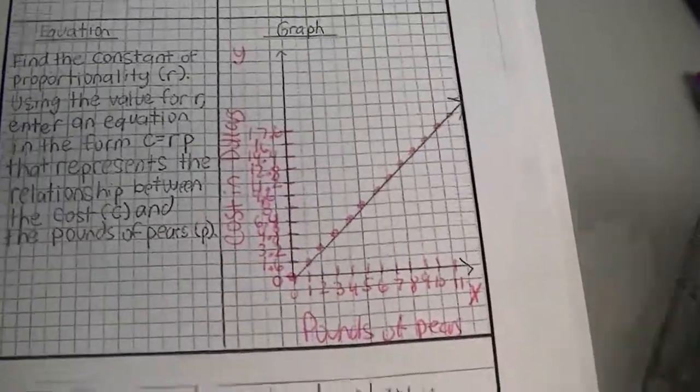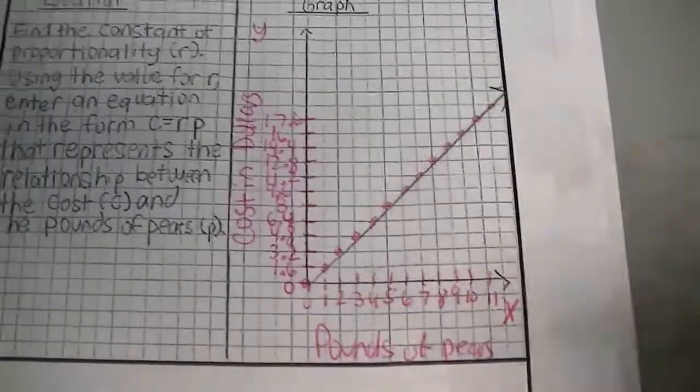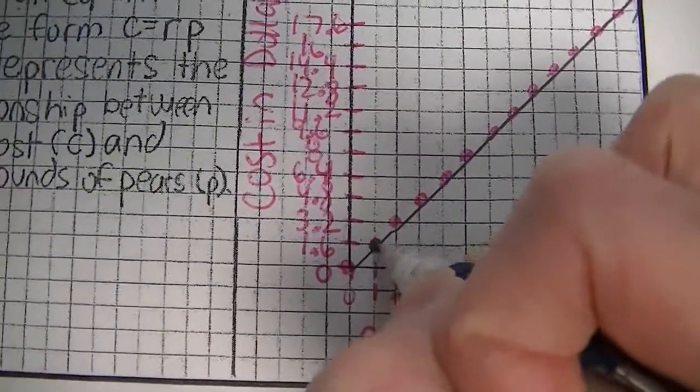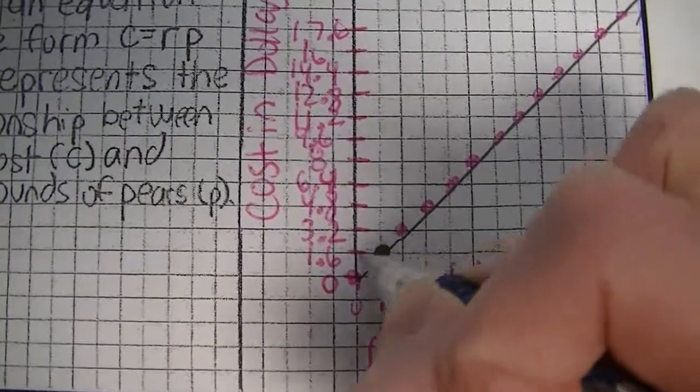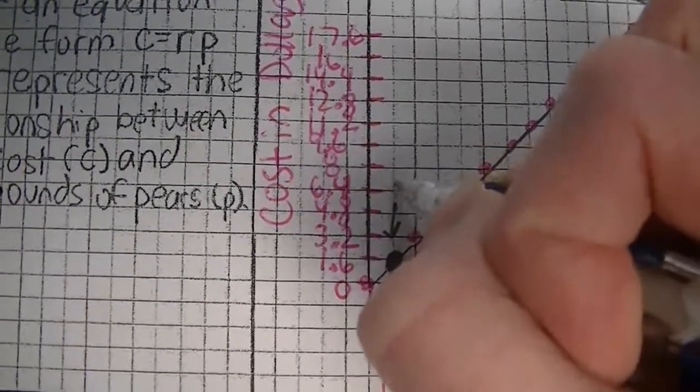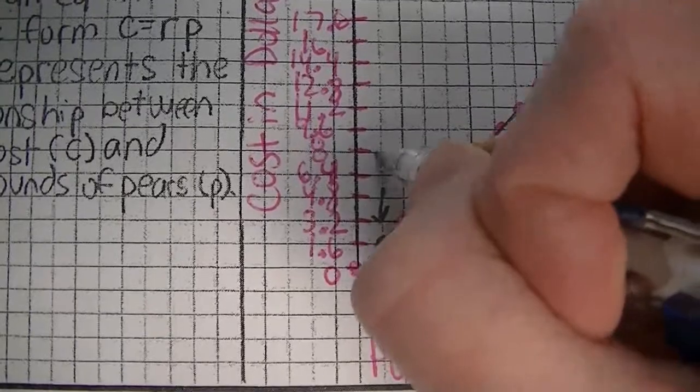All right, which ordered pair, or which point on the graph would be the unit rate? This one represents the unit rate right there, okay? Because it's 1.6, when x is 1, the corresponding y value is the unit rate.